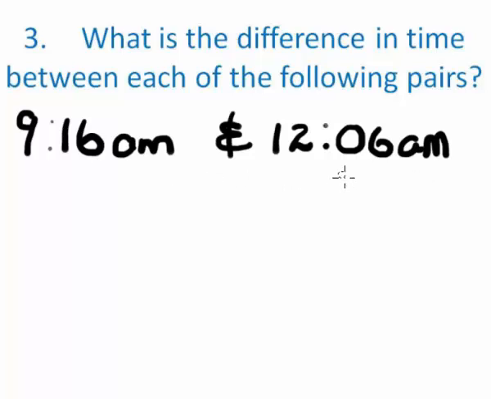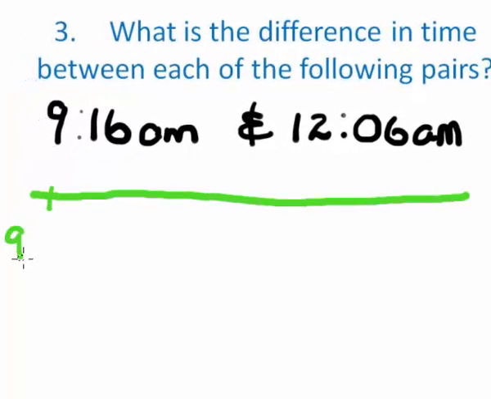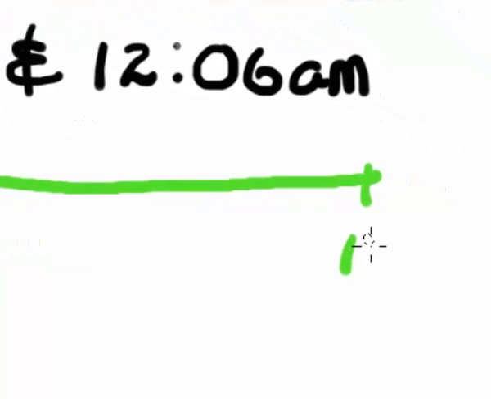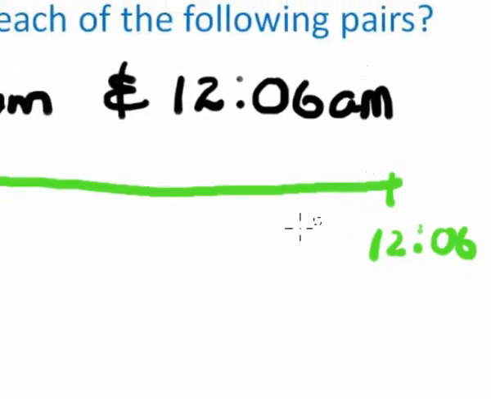Now, there are various ways that you can do that, but what I would find the easiest to do here is to work out, if we take a timeline like this, and we say, okay, let's put 9:16 onto our timeline over here, and let's put 12:06 onto a number line on this side.